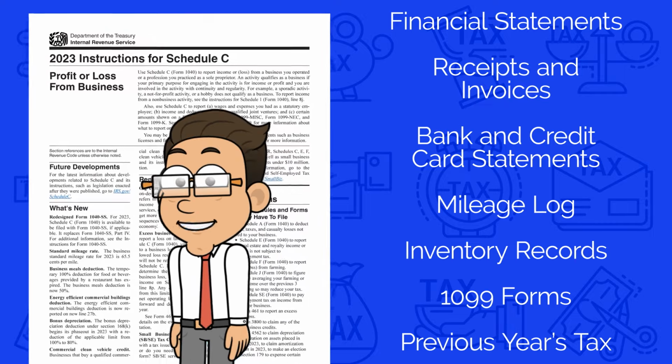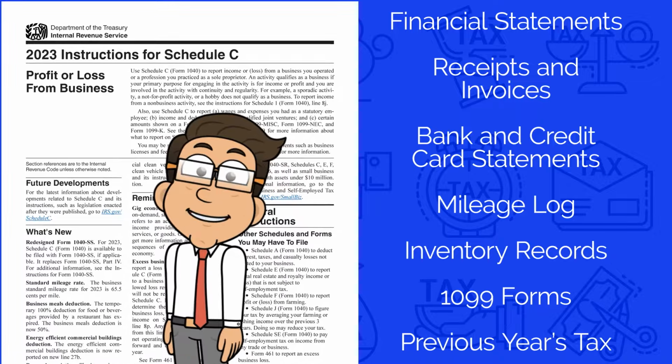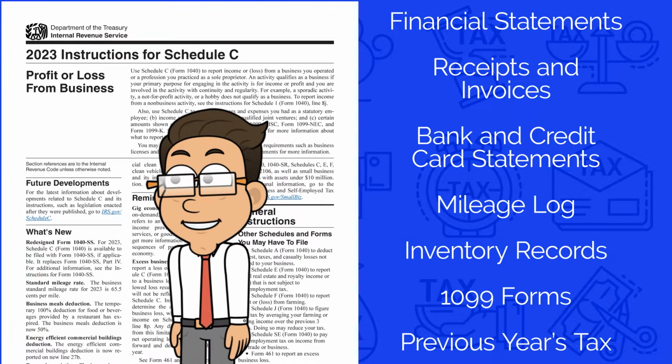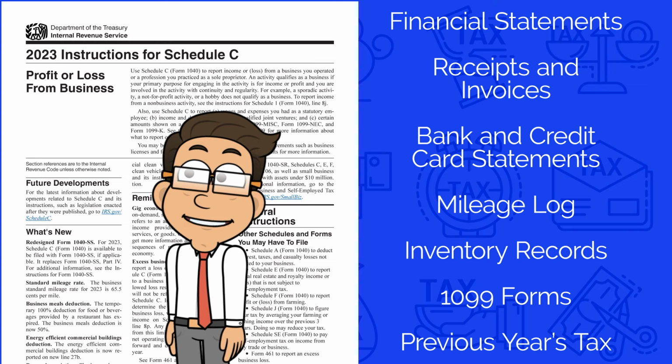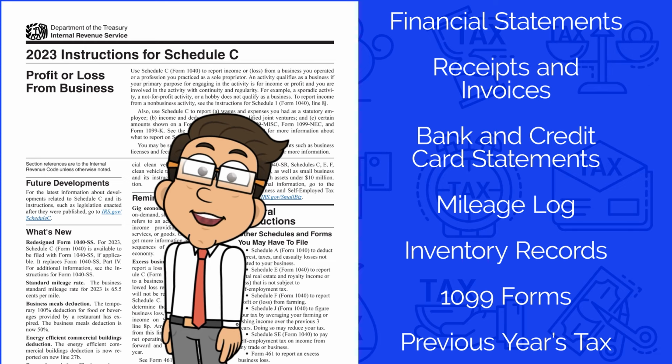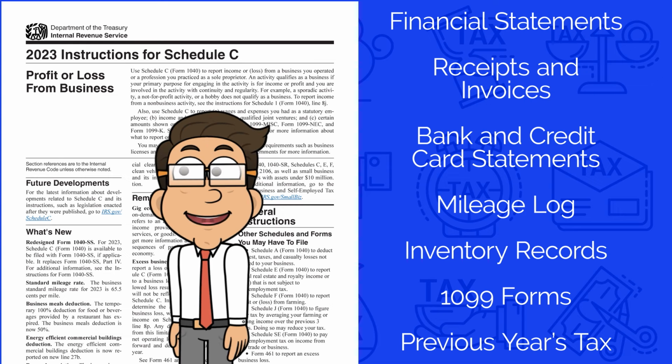Perhaps most importantly, obtain the latest Schedule C instruction booklet from the IRS website. This booklet contains valuable information, including explanations of each part of the form, definitions of business expenses, and the business codes required for Box B. It serves as a comprehensive guide to help you understand and accurately complete your Schedule C.